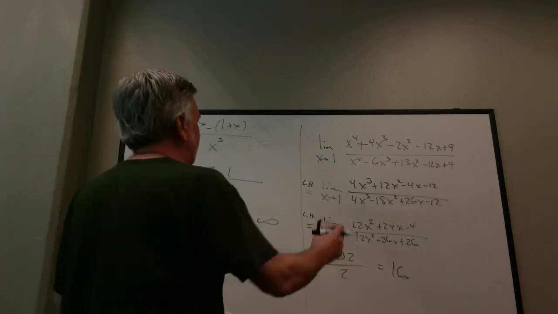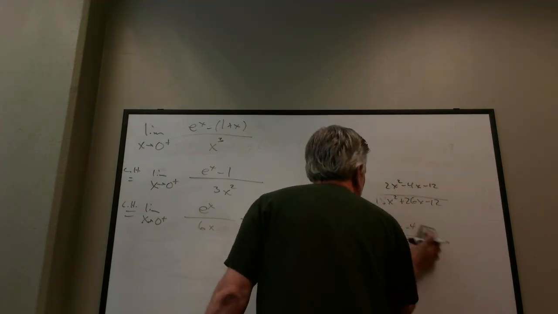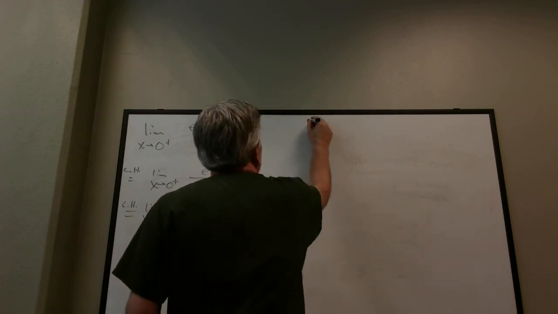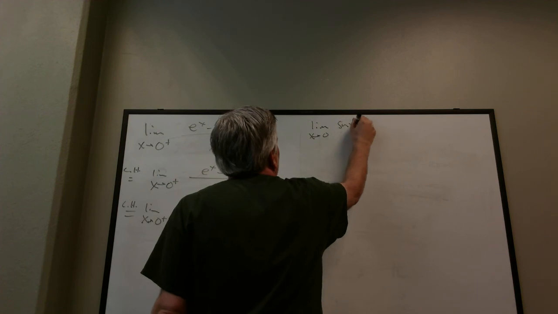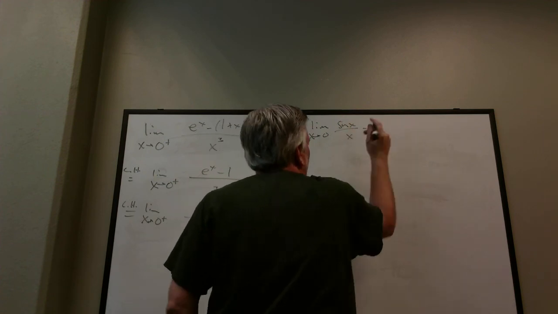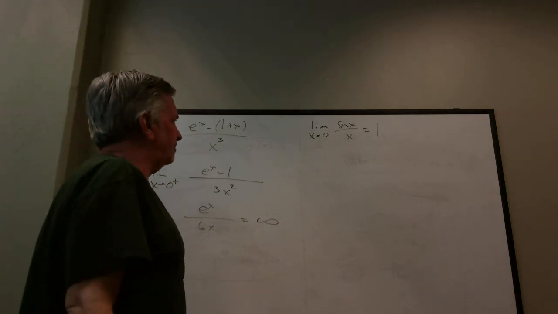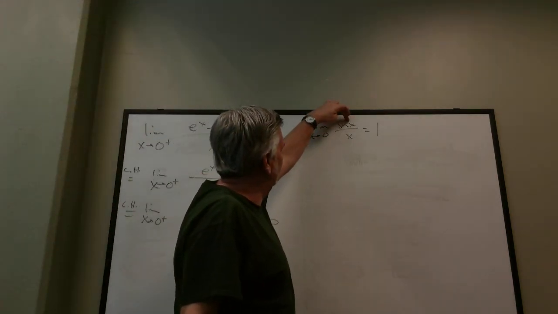Okay, the next example is really a problem from Calc 1. And we have to recall a limit. Let me recall a limit from Calc 1. The limit as x approaches 0 of sine x over x was 1. Hopefully you remember that result. So when x gets close to 0, the limit of sine x over x is 1.